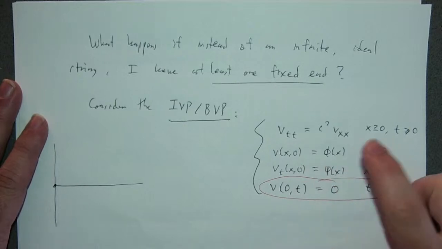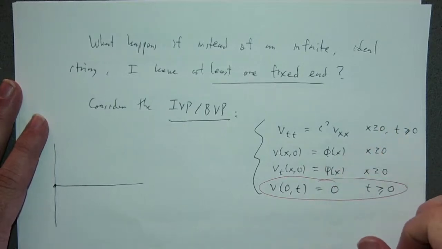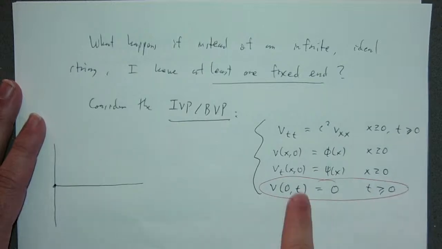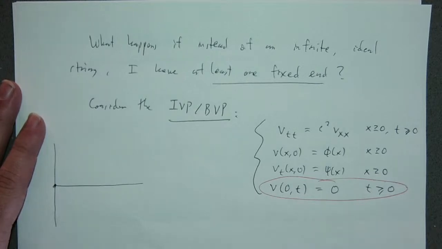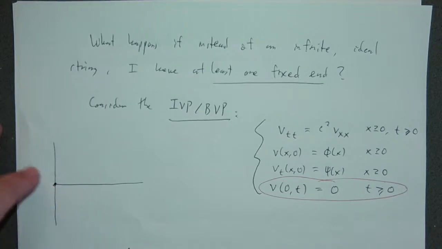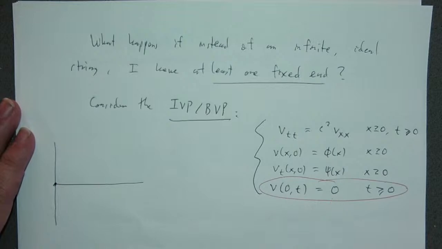So as usual, I have my initial displacement, my initial velocity, but then this here is a boundary condition now, which is something I didn't have before, because now I have a boundary. Before I was on the whole real line, so no boundary to speak of. Here, there's an end at x equals 0, and at this end I'm saying that my displacement is 0, so it's a fixed end. I wanted to consider how this changed problem affects the solution that I'm seeking.